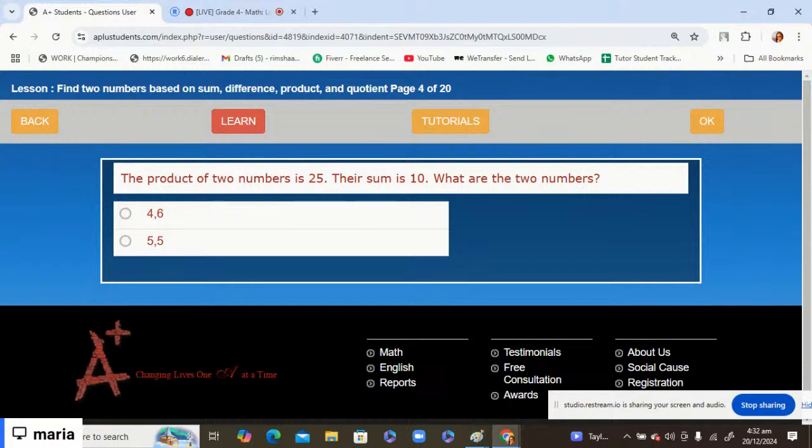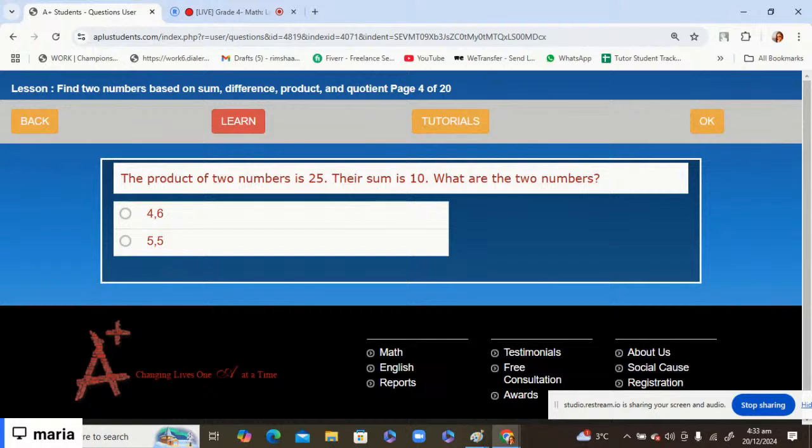So in the next question, the product of two numbers is 25. Their sum is 10. So what are the two numbers? First multiply and then add, then check. What's the answer?